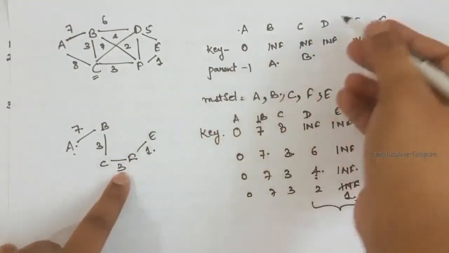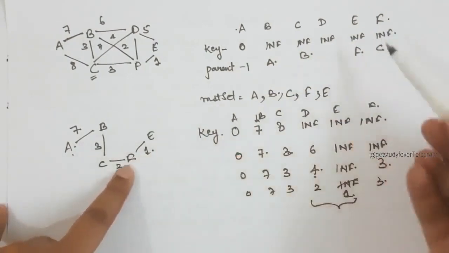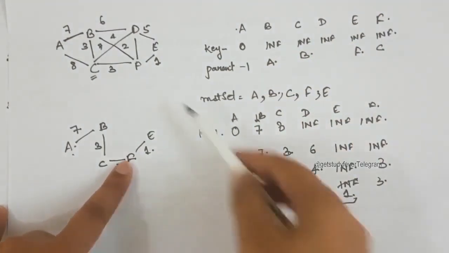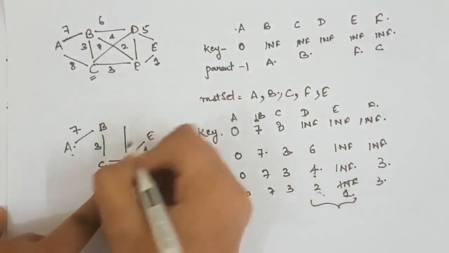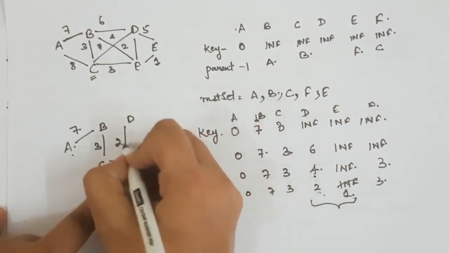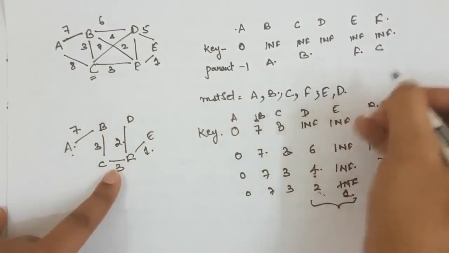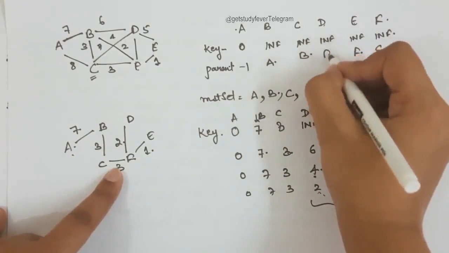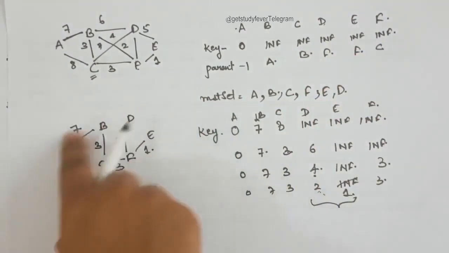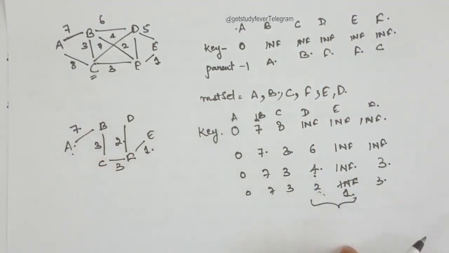Since we have only D left, I will also add D, and since key of D is 2, which is from F, I will update D as well. Parent of D as F. So this is my minimum spanning tree. So this is how we go for Prim's minimum spanning tree algorithm.